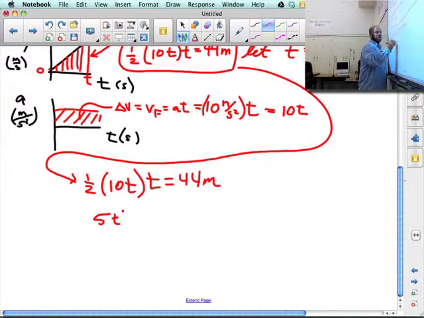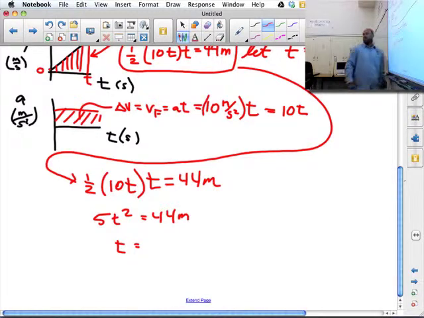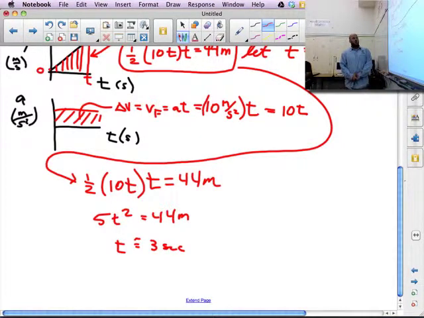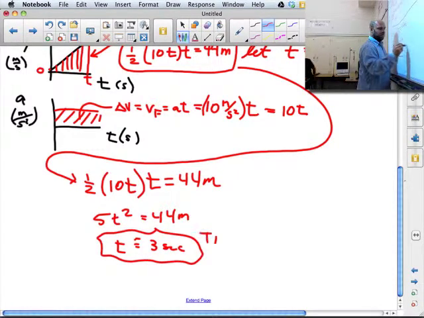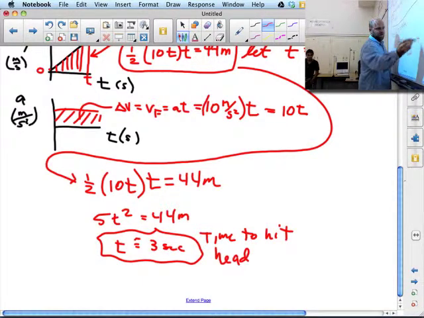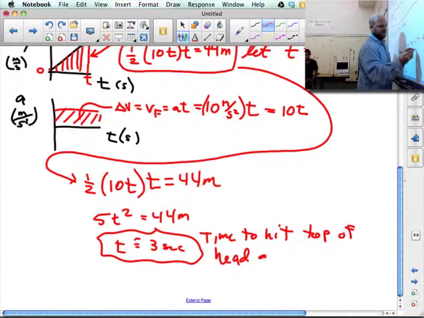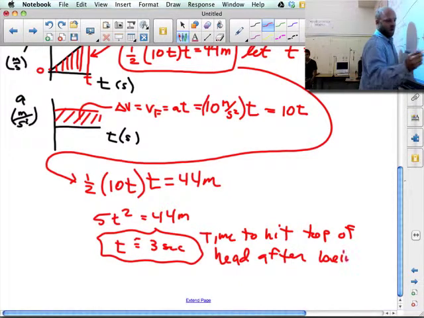We got 5t squared equals 44 meters. And you can play the algebra game on your own. What's t? Help me. Somebody's done this, I bet. I mean, look, it's almost 9. It's about 3 seconds, roughly, right? I mean, 44, let's pretend it's 45. You guys cool? All right. So, time to hit head, top of head, after being dropped.